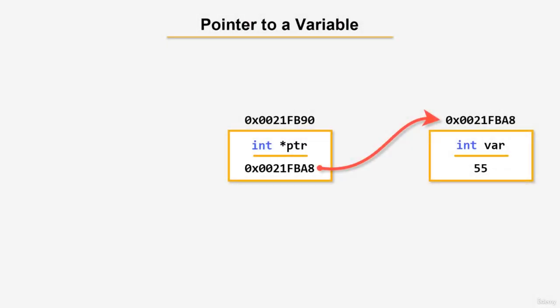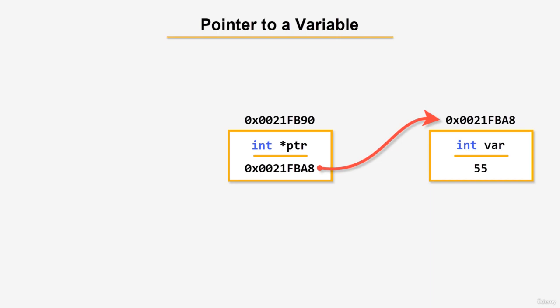A couple of illustrations, starting off with this example. A pointer to a variable. We have the integer variable to the right. At the top of the rectangle, we can see it has an address. Within the rectangle, we have var, the variable name, of type int, and it stores the integer 55. To the left of that, we have a pointer called ptr, a pointer to an integer.